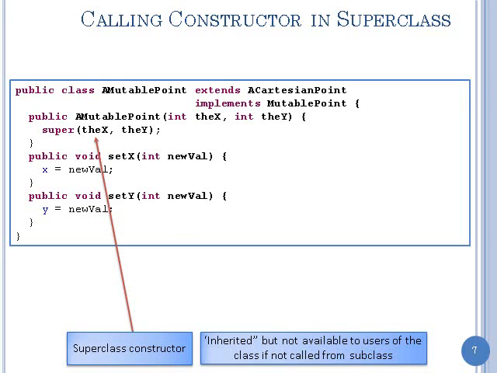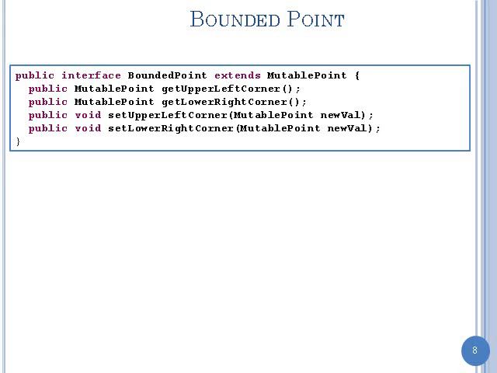Let's start doing lots of different things. But before we go to that, let's make things even more interesting. I'm going to create a bounded point that extends a mutable point, and it just bounds the point to be within some rectangular area. You cannot move that point away from that area. We'll just call that a bounded point. That rectangular area will be defined by an upper left corner and a lower right corner, which is a valid way of defining a rectangle.